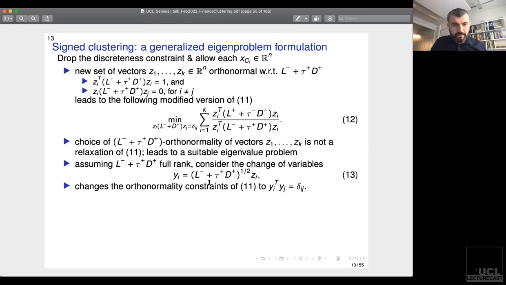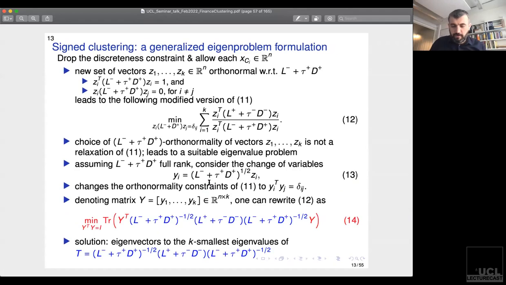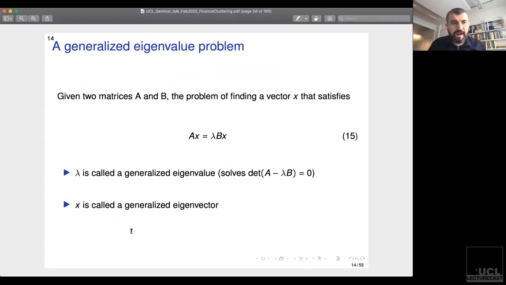I won't go into all the derivations in detail, but long story short, the relaxation to the problem I just described earlier is given by the bottom equation here, which essentially says that to get a relaxation to this problem, we ought to be looking at the eigenvectors corresponding to the k smallest eigenvalues of this very ugly looking matrix T, which is a function of L plus, L minus, D plus and D minus. Okay, just as a reminder, what's a generalized eigenvalue problem? For given two matrices A and B, X is a generalized eigenvector and lambda is a generalized eigenvalue if AX equals lambda BX.